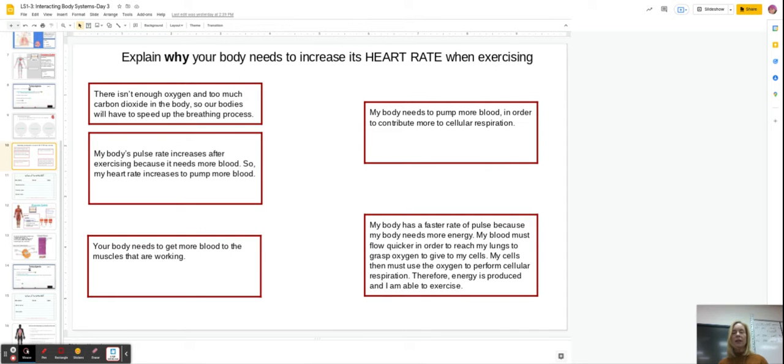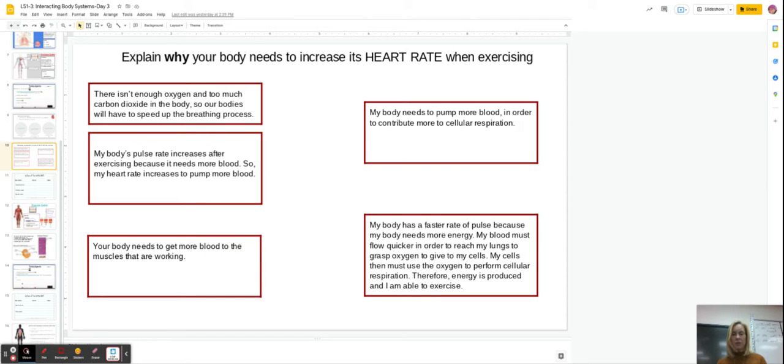And so basically, the next person says, my body needs more blood in order to contribute more to cellular respiration. This person's getting closer. Of course, not necessarily that your body needs more blood, but they need what's in the blood, and that is oxygen and carbon dioxide for cellular respiration. As you recall, cellular respiration is oxygen and glucose being converted into energy. And one of the waste products, in addition to water, is carbon dioxide. And carbon dioxide is toxic to your body, so your body needs to get rid of it.